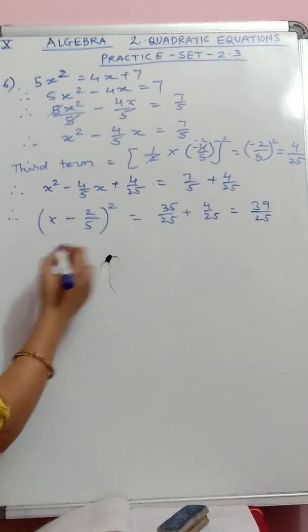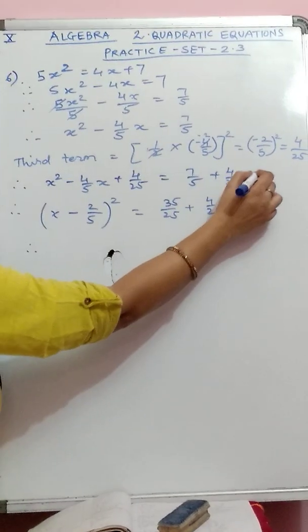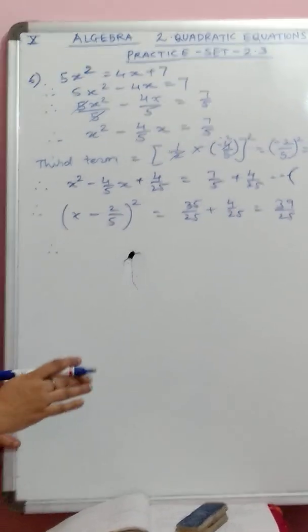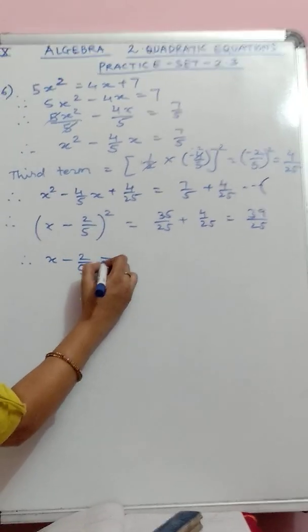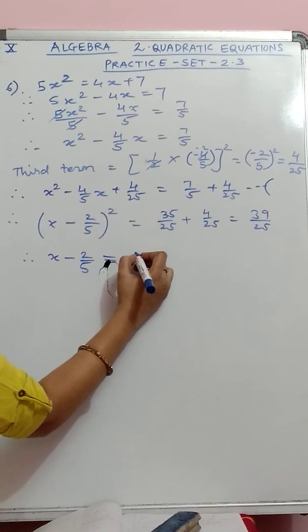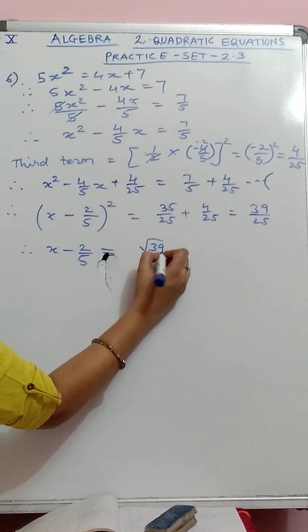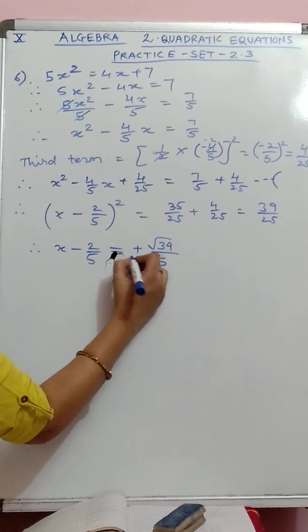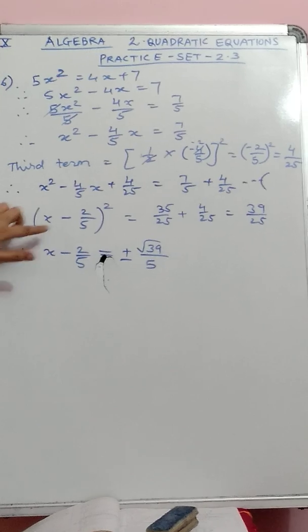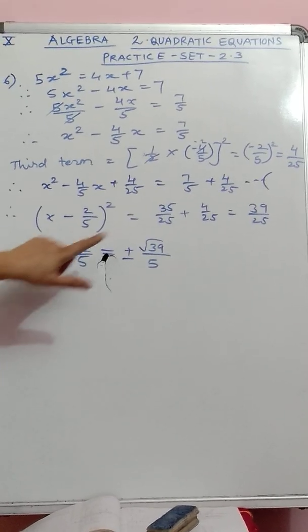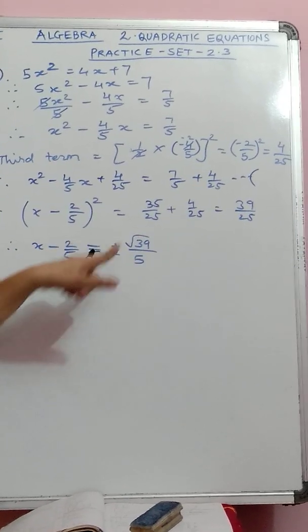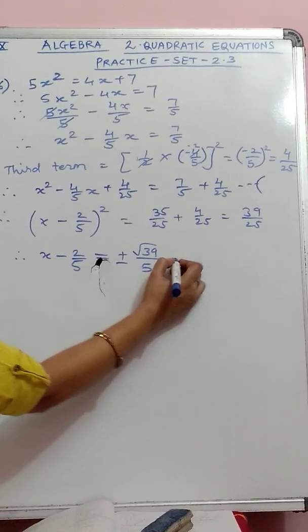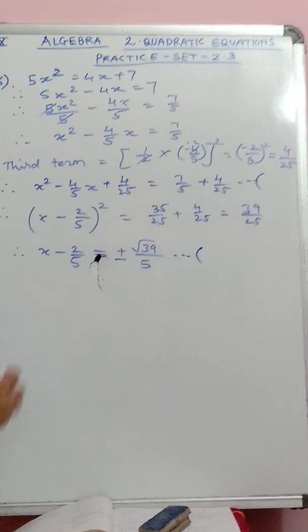Okay. So taking square roots both the side. Here also I have to write the reasons. Don't forget to write the reason. It is x minus 2 upon 5 is equal to root 39 upon 5 and it is plus minus. So square root of this is x minus 2 upon 5, square root of 39 is root 39, square root of 25 is 5 and it is plus minus. So here you have to write taking the square roots both the side.